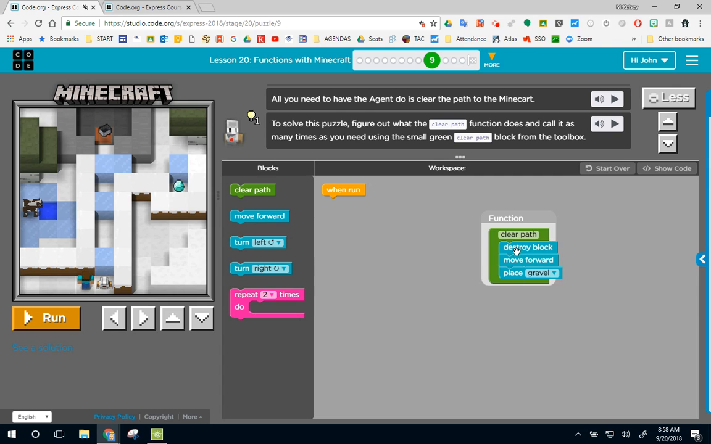So if you read this and say, okay, this little function that's called ClearPath, what does it do when I call that function? And calling is just when you pull this over and use it. Oh, okay. It destroys a block and moves forward. It places gravel. That happens to be for this Minecraft entire level. So if I just call that function one time, I can experiment and see what it does once, knowing that now if I repeat that a whole bunch of times, which I think this one happens to be 7 times, it's going to go through here.